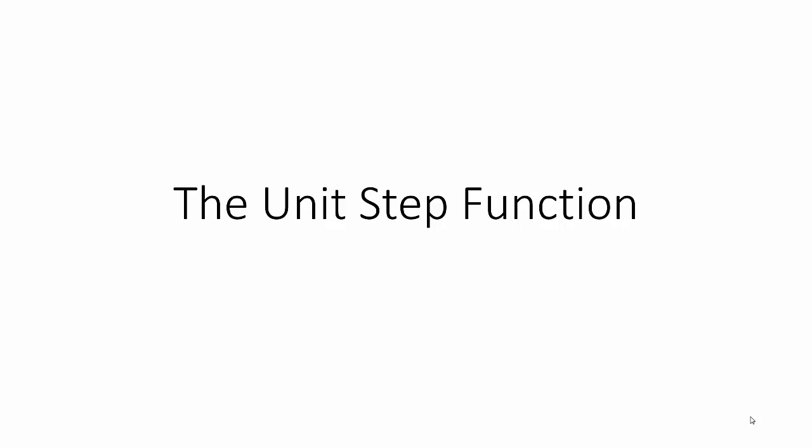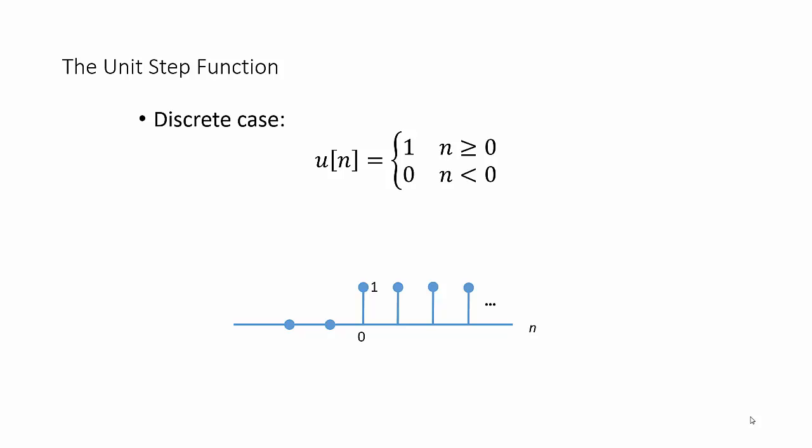The unit step function. You've probably seen the unit step function before. Sometimes it's called the Heaviside function. It exists in both continuous time and in discrete time. In both cases, we use the letter U to represent it, U for the unit step. In discrete time, our independent variable is n, and n takes on integer values from minus infinity to plus infinity.